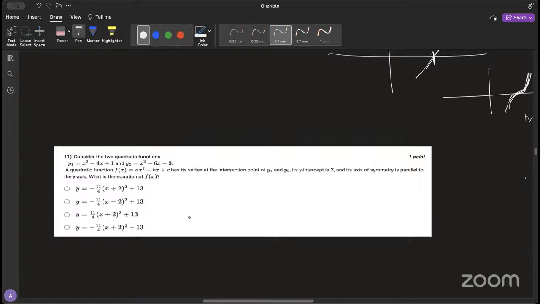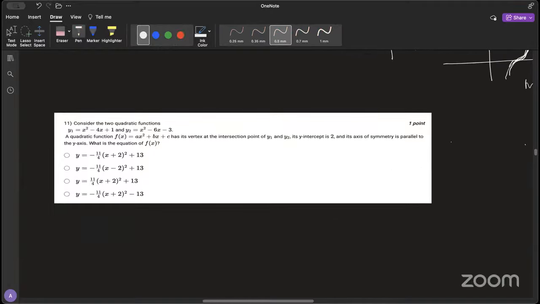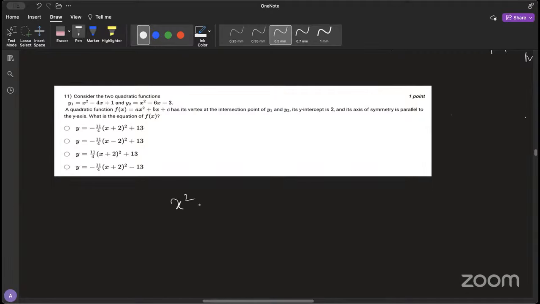Consider two quadratic functions, y1 and y2. A quadratic function f(x) has its vertex at the intersection of the points y1 and y2. So first you have to find the intersection of y1 and y2. I guess there's just one point of intersection, right? You can equate these two things.